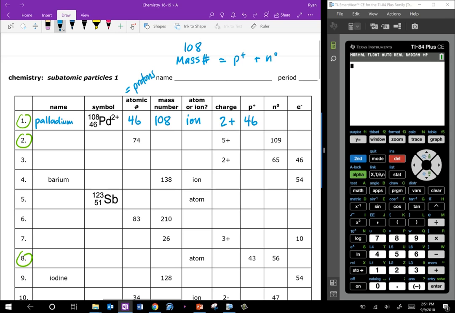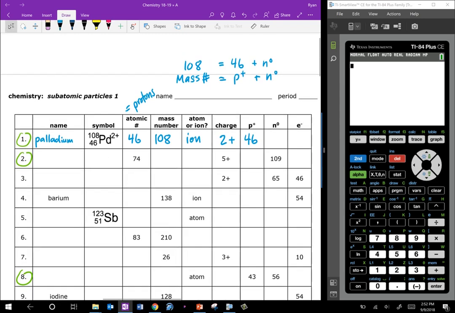Well, from here, it's just basic arithmetic. 108 is the total of protons, which we know to be 46 from our atomic number, and neutrons. Well, if we rearrange and we subtract 46 from each side, subtract 46 here, subtract 46 here, that'll be gone, and my neutrons will be 62. Okay, how many neutrons then? That's the total between protons and neutrons to get us to 108. So 62 neutrons plus 46 protons will get me a total mass of 108 for my mass number.